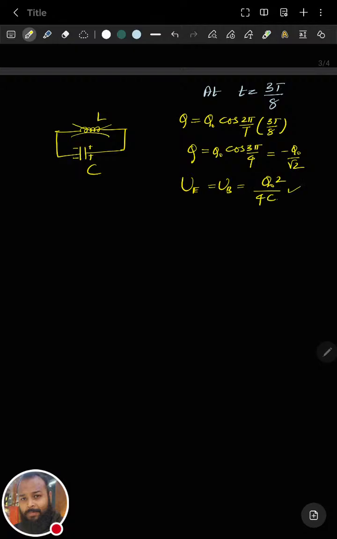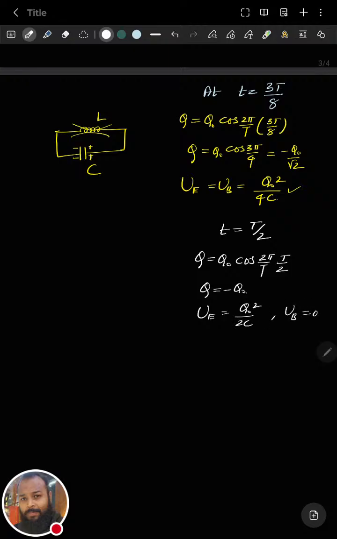आधा है ना, दोनों भी आधे आधे equal है. And what happens at 4T by 8, which is T by 2. So at T by 2, you have Q is equal to Q naught into cos of 2 pi by capital T into T by 2. Cos 180 is minus 1. So Q is equal to minus Q naught. Then the electrical energy stored is again Q naught square by 2C. Square करें तो वही आता है. And magnetic energy is 0. Which means this is the situation.